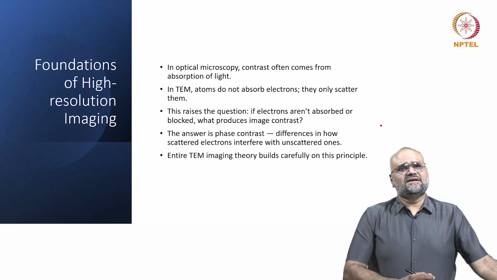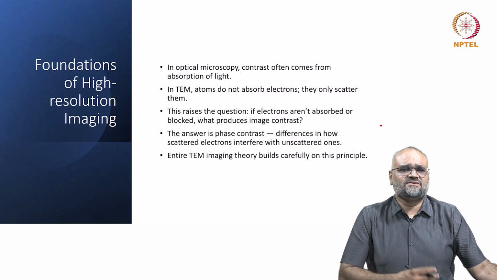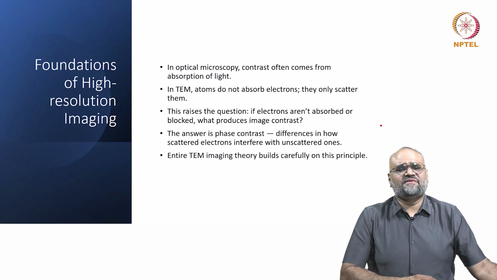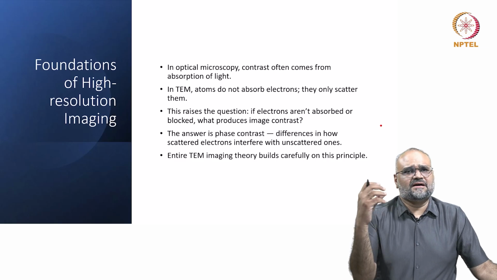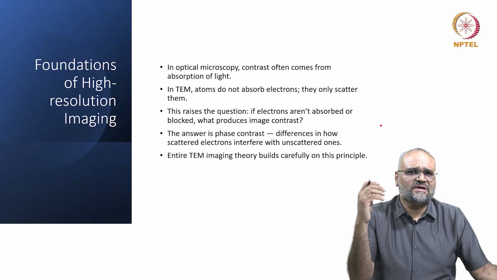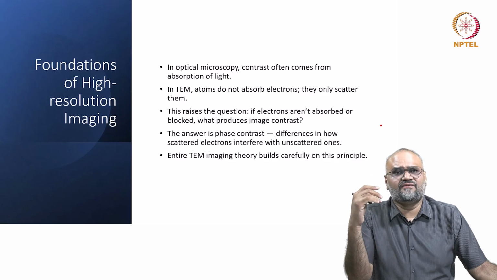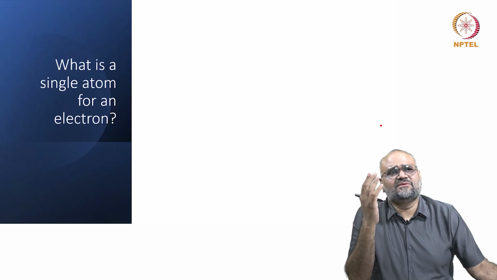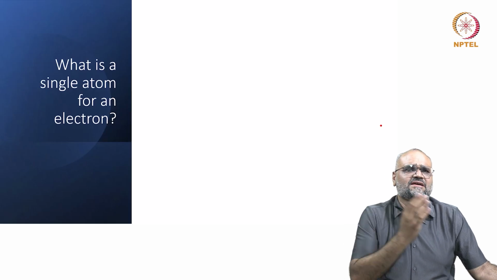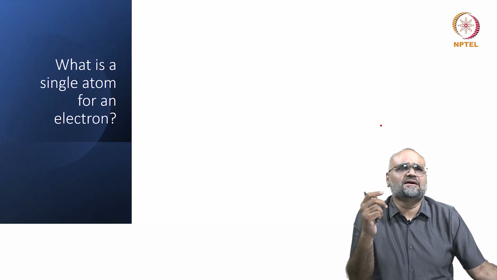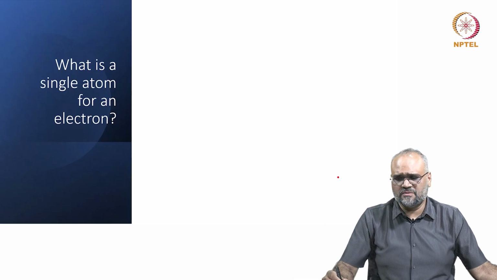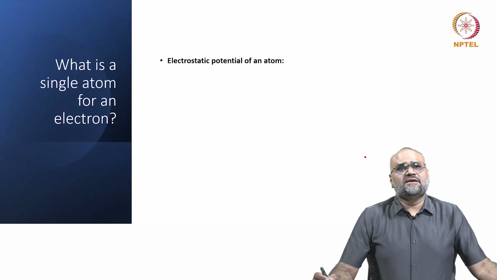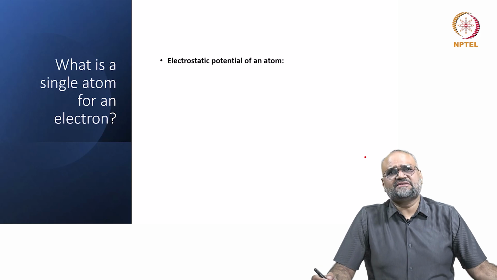So the entire imaging theory of high resolution electron microscopy builds on this particular principle, where you have some sort of a phase contrast. So if you consider how a single atom behaves when it encounters a fast moving electron, let us try to lay a few principles on this. So what is a single atom for an electron? When I say an electron, here is an electron which is propagating along the optic axis of the microscope. So if you see, you have something called the electrostatic potential of an atom.